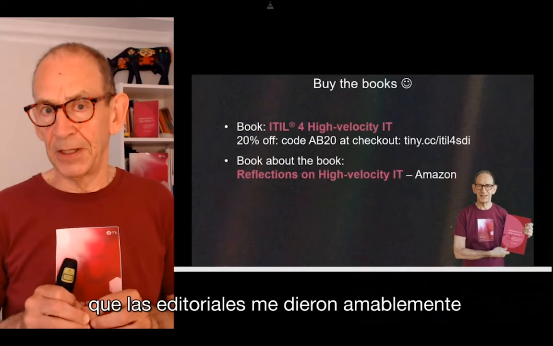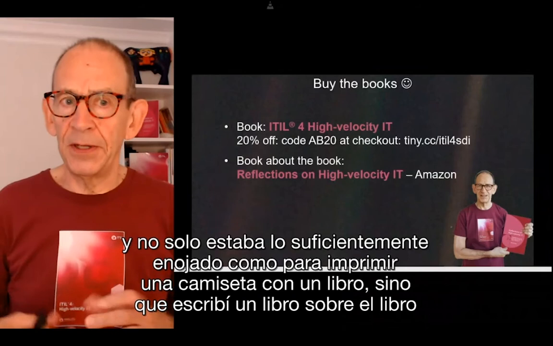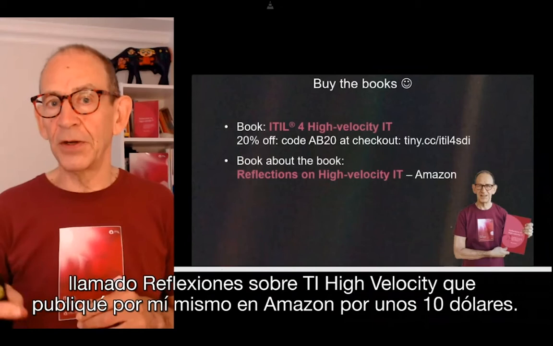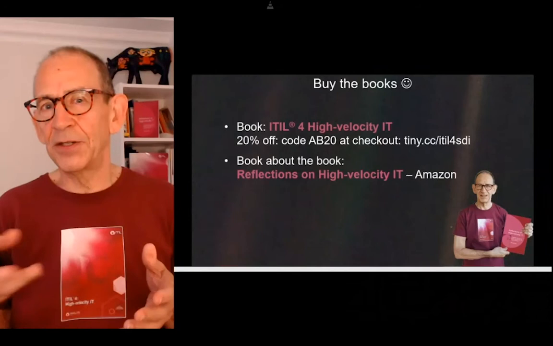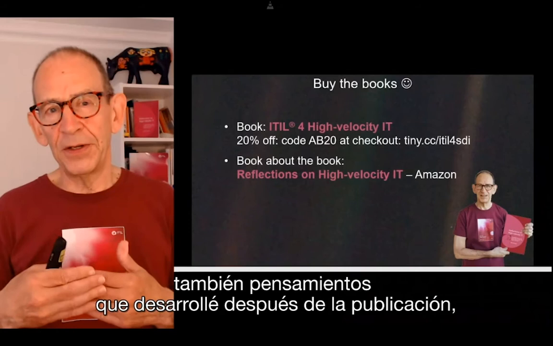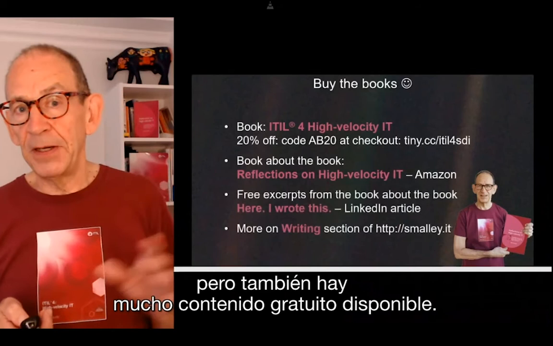I was not only mad enough to get a t-shirt printed with a book on it, but I wrote a book about the book called Reflections on High Velocity IT, which I self-published on Amazon for about $10. It contains a bit of the background behind the book, some extra thinking, stuff that didn't get into the book, or thoughts that I developed after publication. But there's also plenty of free content available.